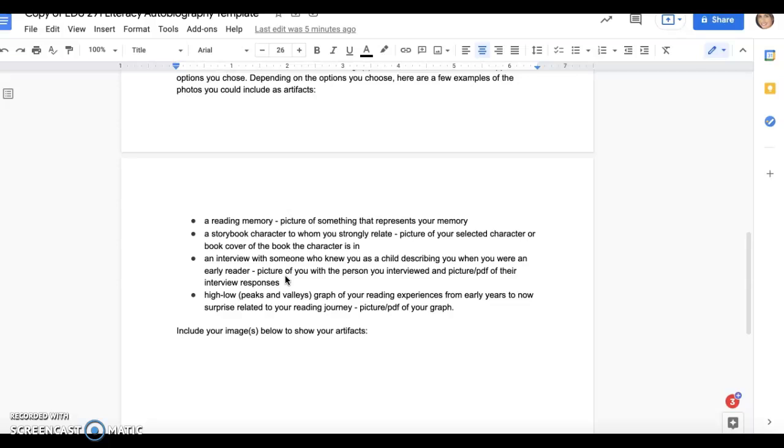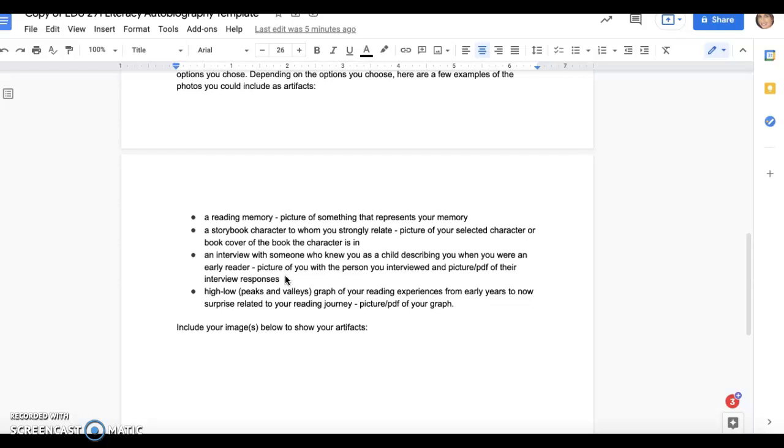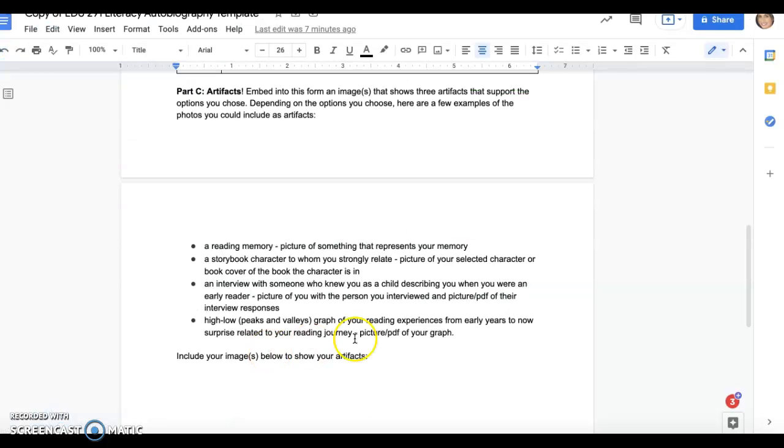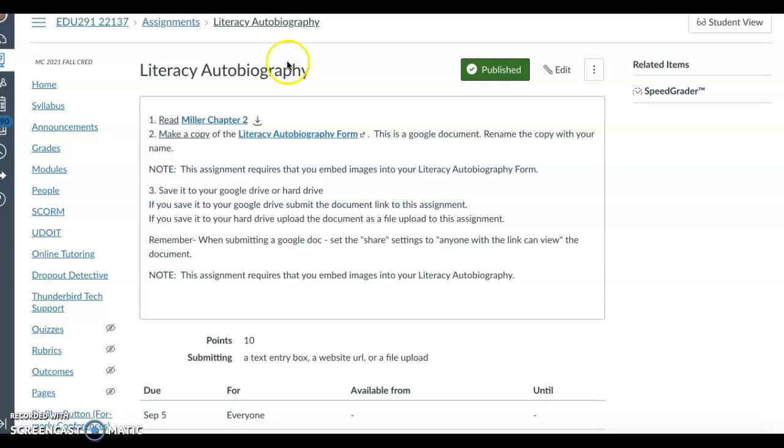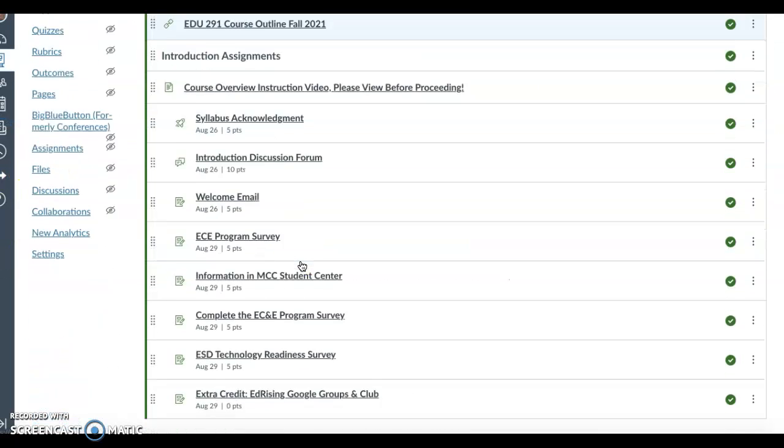If you interview the person over the phone or via some sort of technology, just do a screenshot, or possibly just a picture of the text messages or emails that you exchanged if you didn't see them face to face. Finally, if you chose to complete the graph, this is where you would include the image of the graph that you completed.